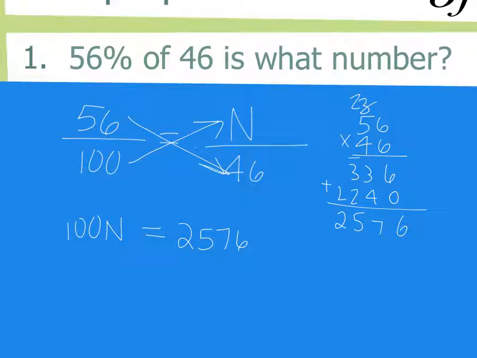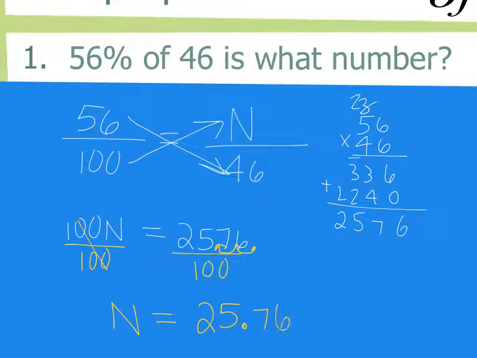And how would I continue solving from here? What do I need to do? Divide by 100. Very good. You divide by 100. And when dividing by 100, you're making it smaller, and the decimal moves to the left 1, 2 spots. So you get that the number that you were referring to was 25.76.